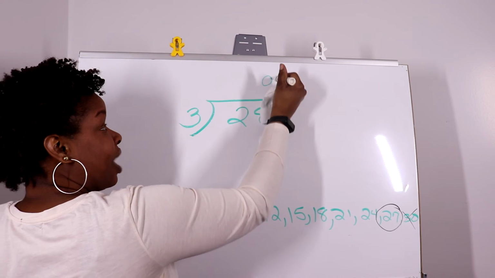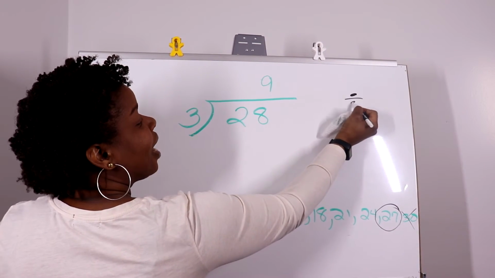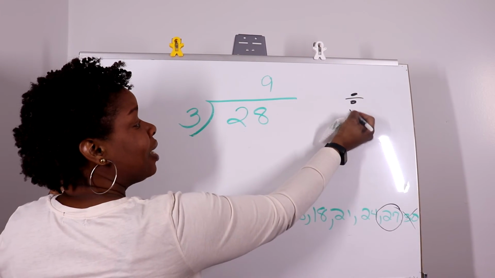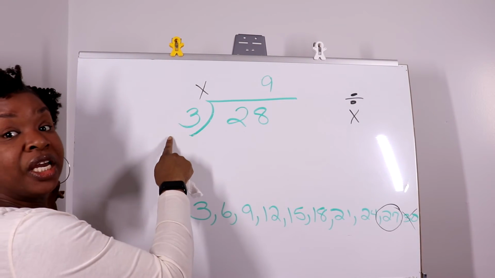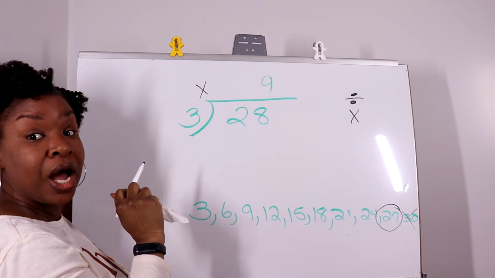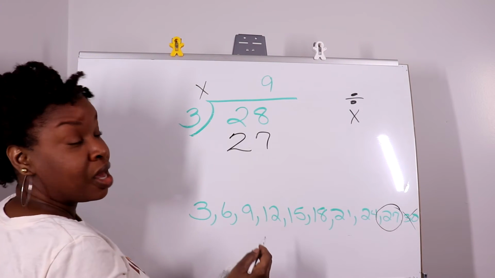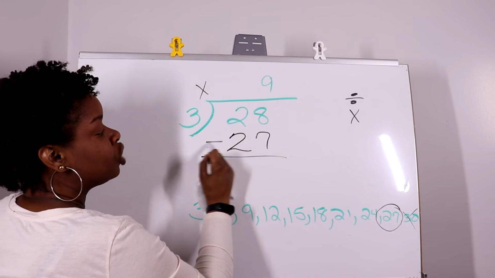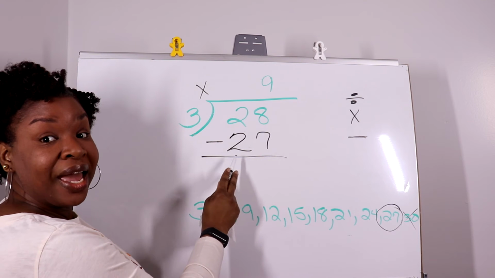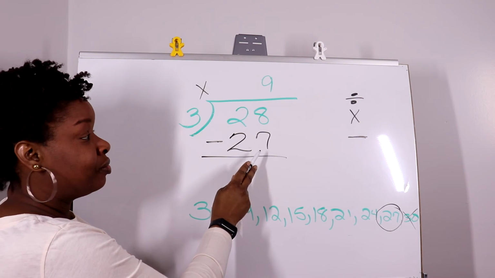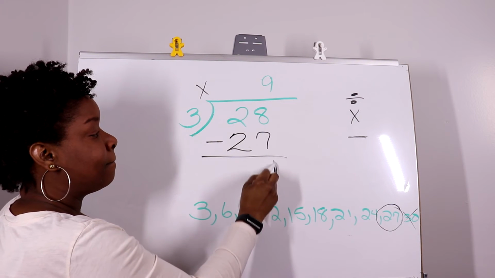So we just divided. That was our first step. Remember our steps? Divide. Next step is to multiply. So now we're going to multiply. 3 times 9 equals what? 27. Next step after we do this is to subtract. So now we're going to subtract. We have 7 from 8, which is 1. 2 from 2 is 0.